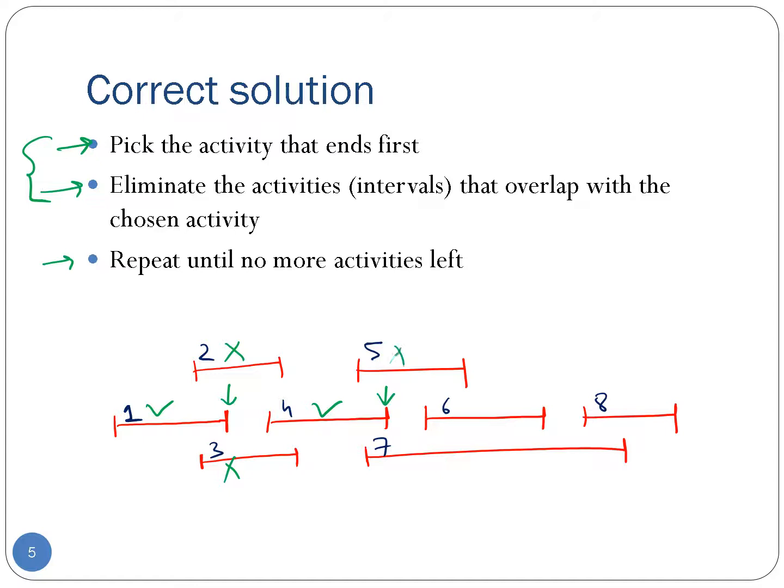So activity 5 and activity 7 that overlap cannot be part of the solution. After this, activity 6 is the next that ends. So we choose activity 6, and if there are any other remaining activities that overlap with 6, they need to be thrown away, but there are no such activities right now. The only other remaining activity is activity 8, which has no overlap with the chosen activities. So this is our final answer. Activity 1, 4, 6 and 8 is the final answer.